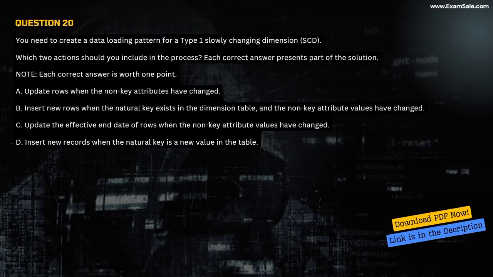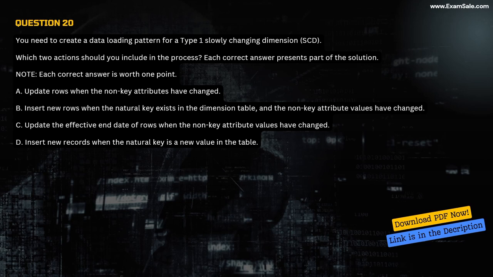Question 20. You need to create a data loading pattern for a Type 1 slowly changing dimension (SCD). Which 2 actions should you include in the process? Each correct answer presents part of the solution. Note: each correct answer is worth 1 point. A. Update rows when the non-key attributes have changed. B. Insert new rows when the natural key exists in the dimension table, and the non-key attribute values have changed. C. Update the effective end date of rows when the non-key attribute values have changed. D. Insert new records when the natural key is a new value in the table.